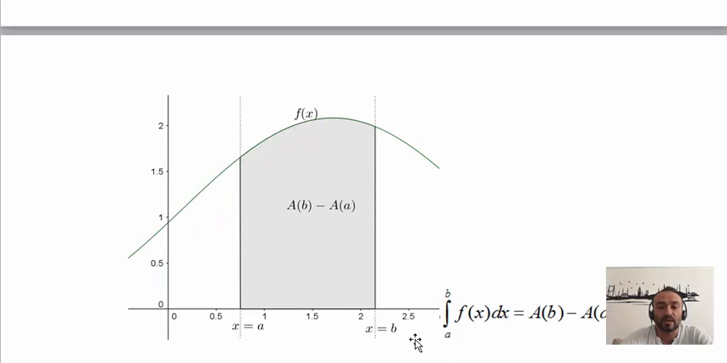Any integral from a to b can be calculated using the function A(x): A(b) minus A(a), because as you know, the integral from 0 to b will be A(b), and the integral from 0 to a will be A(a). So the integral of the function f(x) from a to b will be A(b) minus A(a).